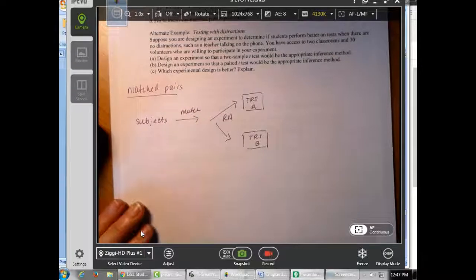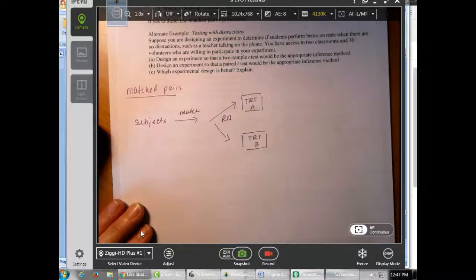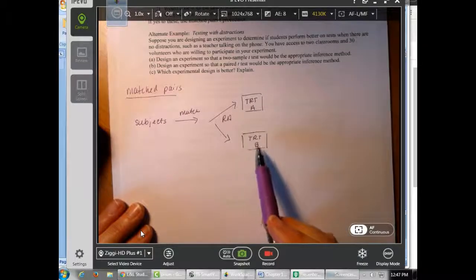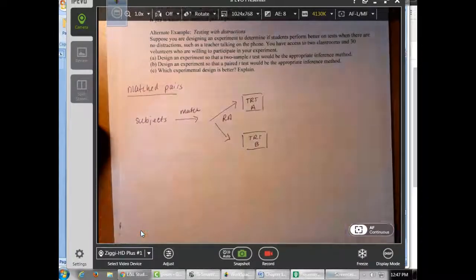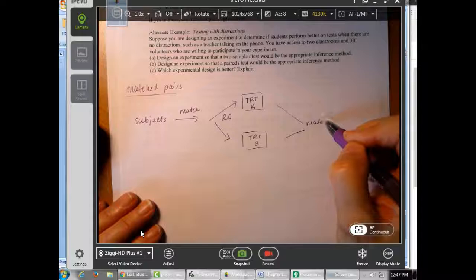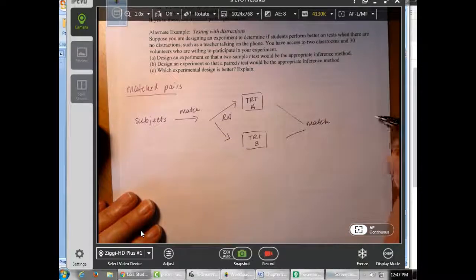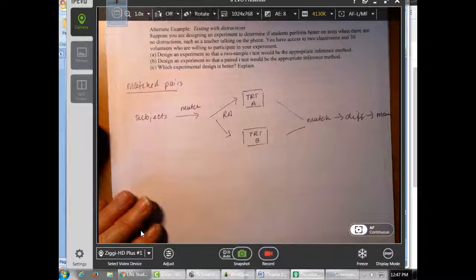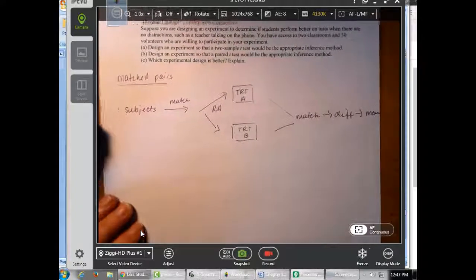Now, if we're doing matched pairs, on the back end what must we do? Can we just take all these treatment A's and treatment B's? We have to do what? We have to match them back together. And then you would find your difference. And then what would you do with your difference? Yes, find the mean. So that's kind of the start for matched pairs.